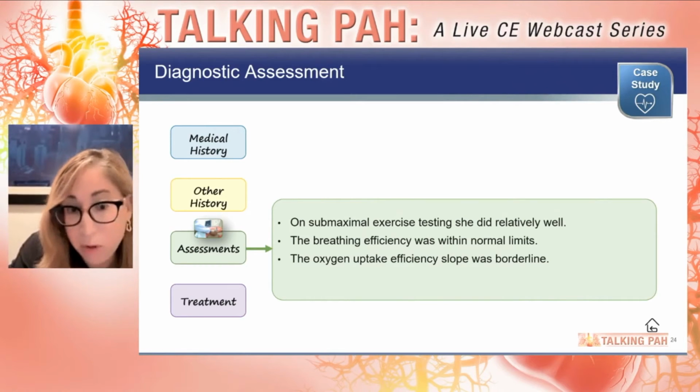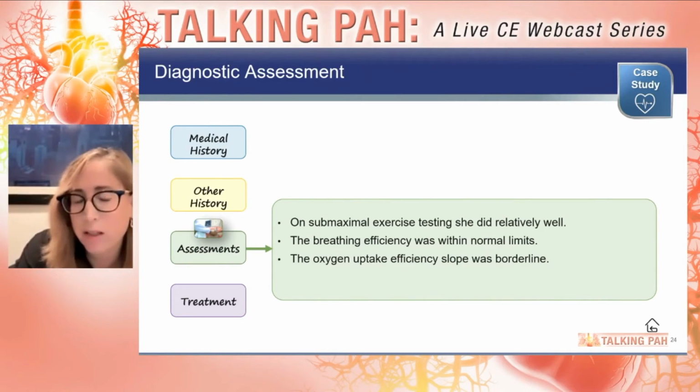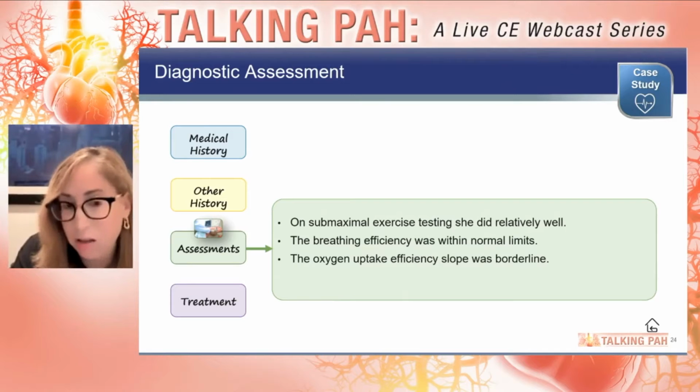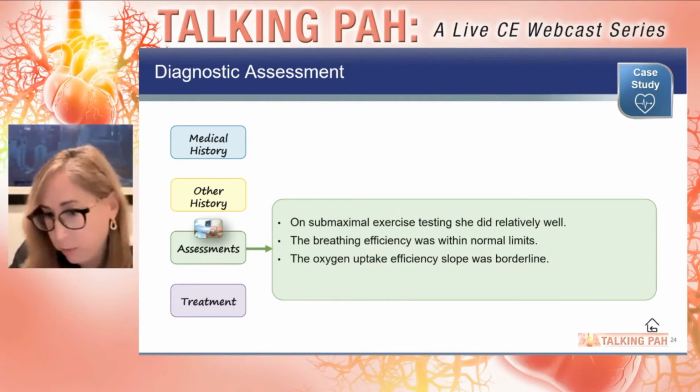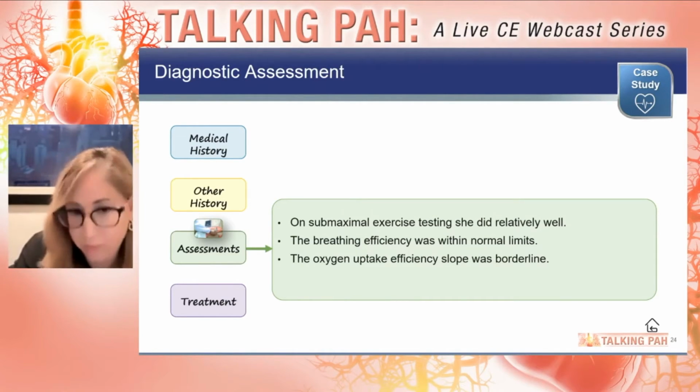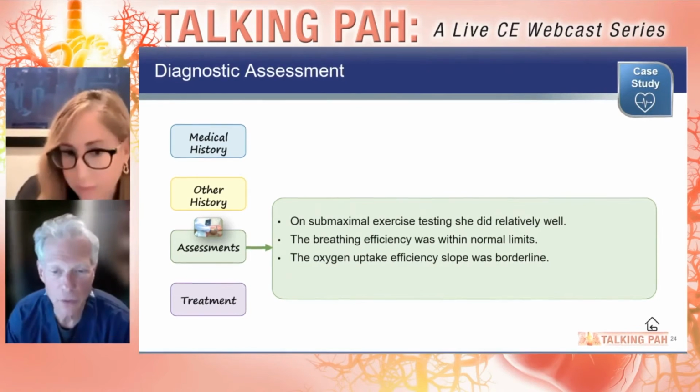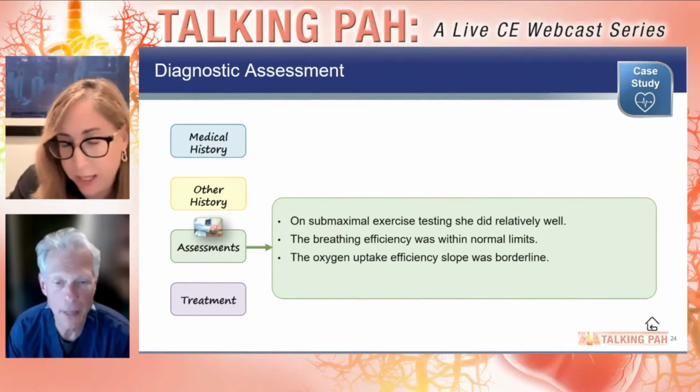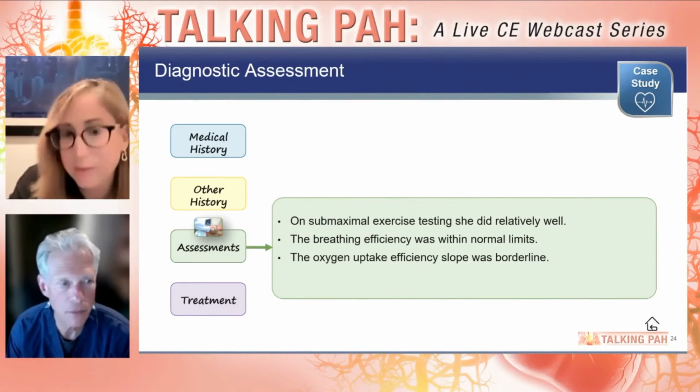And the breathing efficiency was within normal limits. I think that you were doing CPET on this, correct me? Yeah, this is actually one of my patients. The submaximal test was actually a step test with gas exchange.